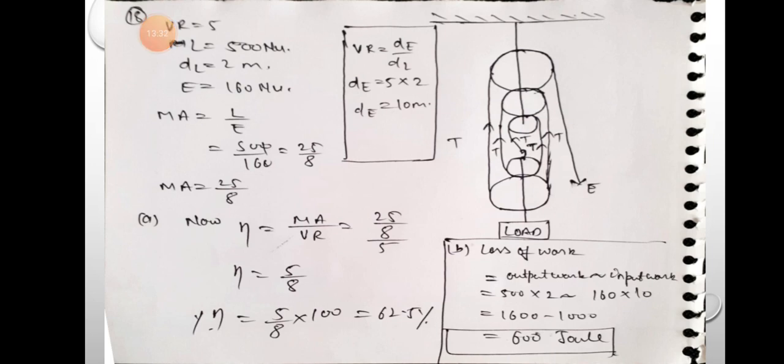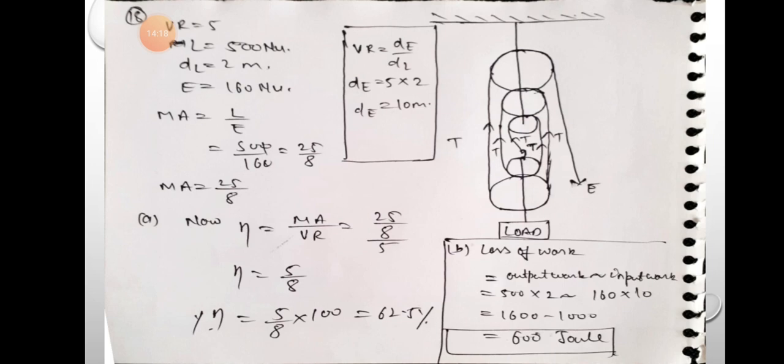Now moving further in the question, load is given as 500 Newton, displacement in the load is given as 2 meter and effort is 160 Newton. So the first part you have to calculate is efficiency. Before calculating efficiency, first we will calculate mechanical advantage. Mechanical advantage is equal to L upon E. Both L and E are given, so you get mechanical advantage as 25 by 8. Now we know that efficiency is equal to MA upon VR, so we get 5 upon 8, and since we require percentage efficiency, 5 upon 8 is multiplied by 100, the result will be 62.5%.